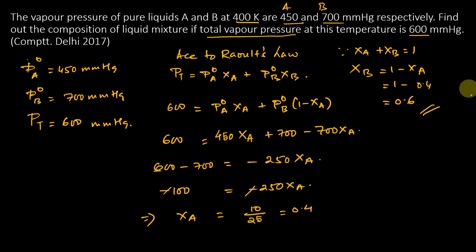Okay, मोल फ्रैक्शन का कोई यूनिट नहीं होता. If the total vapor pressure at this temperature is this, find out the composition of liquid mixture. ठीक है, तो the liquid mixture का composition तो निकल गया. XA is equal to 0.4 and XB is equal to 0.6. If they also ask you, you can try this students, इस क्वेश्चन को अपने आप से एक स्टेप और कर लेना.